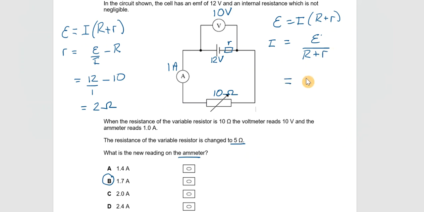Again, we'll put some numbers in. The EMF is 12. The external resistance has now changed to 5 ohms. And the internal resistance is still that 2 ohms. Put those into my calculator, and I'm getting an answer of 1.7 amps.